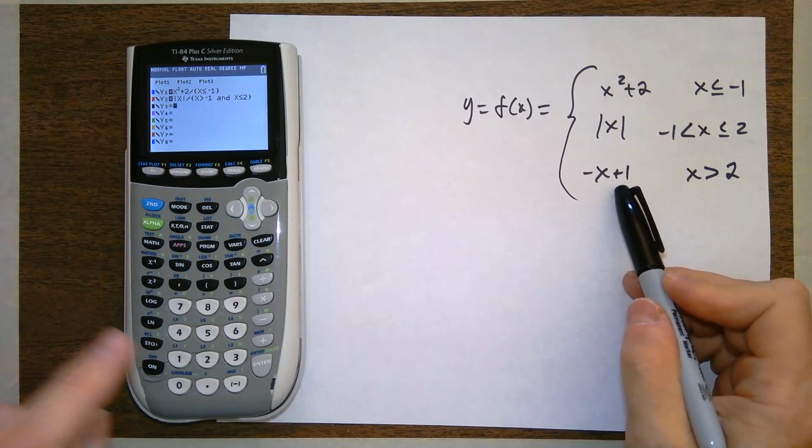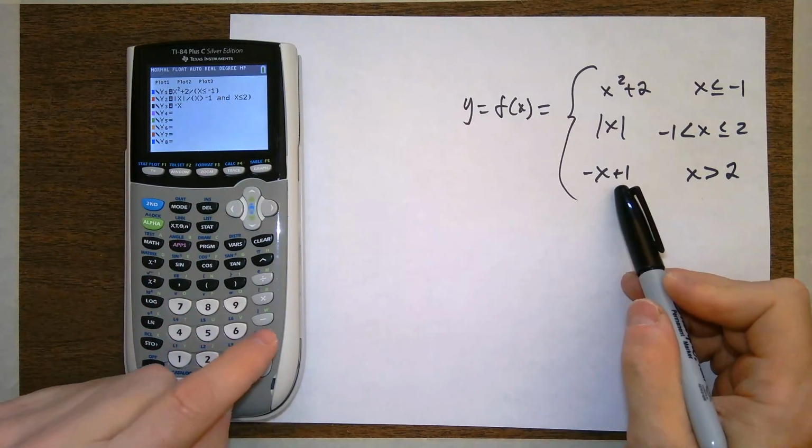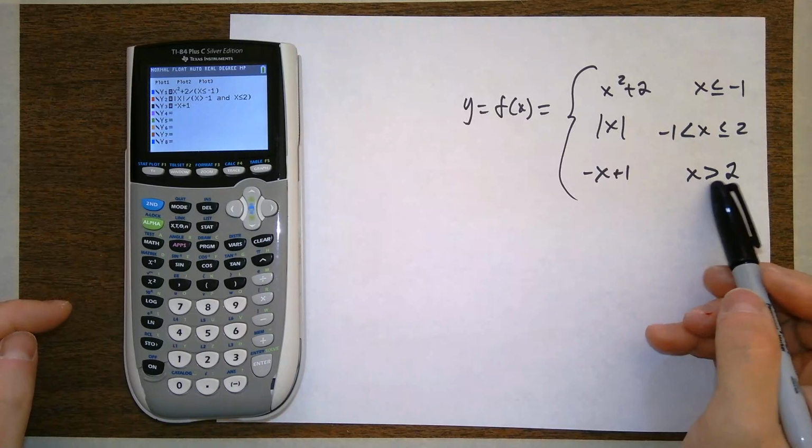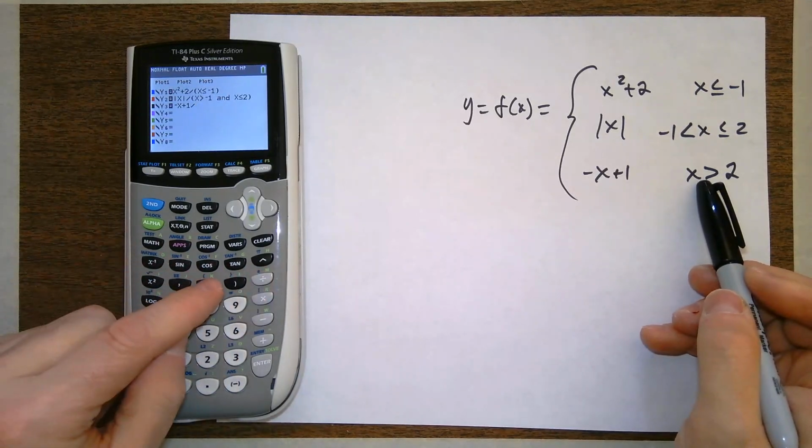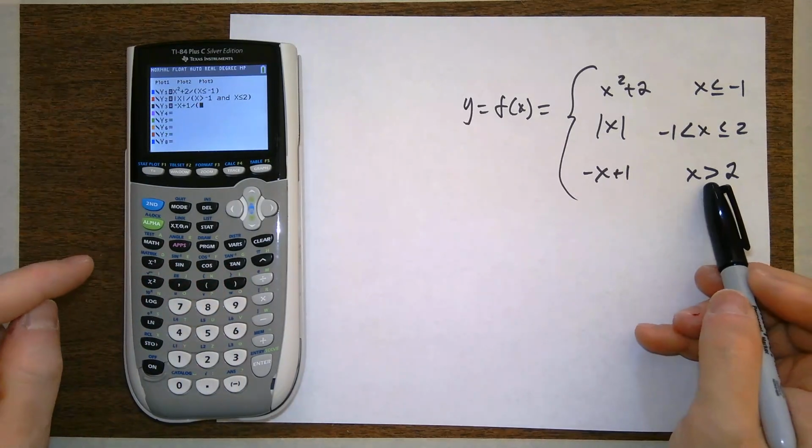Now the third piece of this is -x plus 1. I want this condition, so divided by, open parentheses, I want x greater than 2.